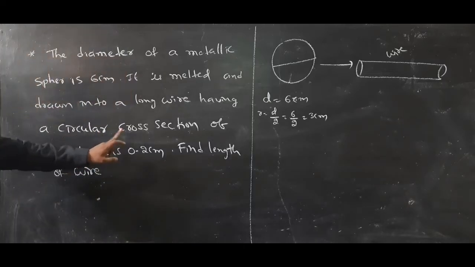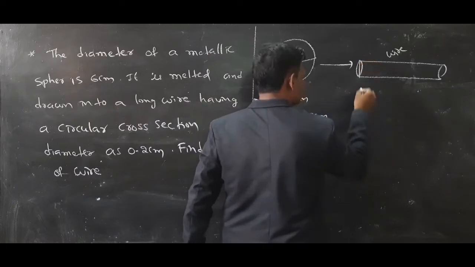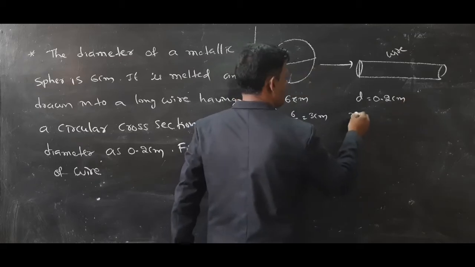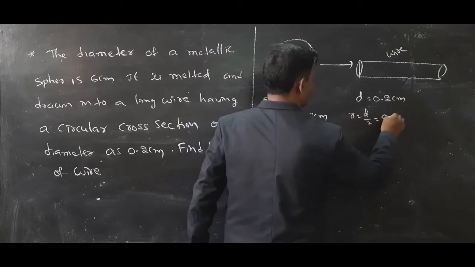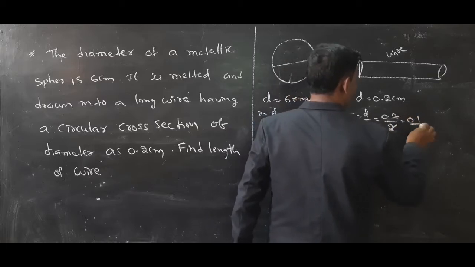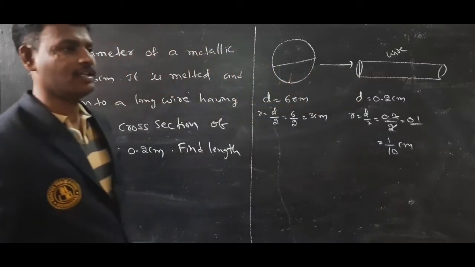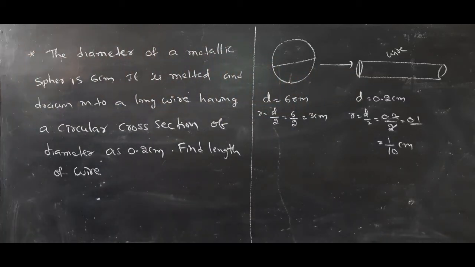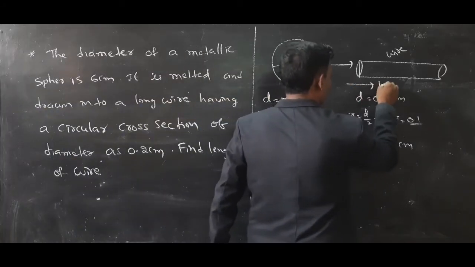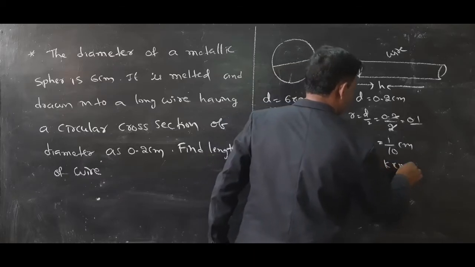Having a circular cross section of diameter 0.2 centimeters. Here, what is the diameter of this one? Diameter of that one is equal to 0.2 centimeters. R is equal to D by 2, is equal to 0.2 by 2, is equal to 0.1. So radius of that long wire is 1 by 10 centimeters. Find the length of the wire. Here I don't know what is the length of that wire. Let h is equal to k centimeters.